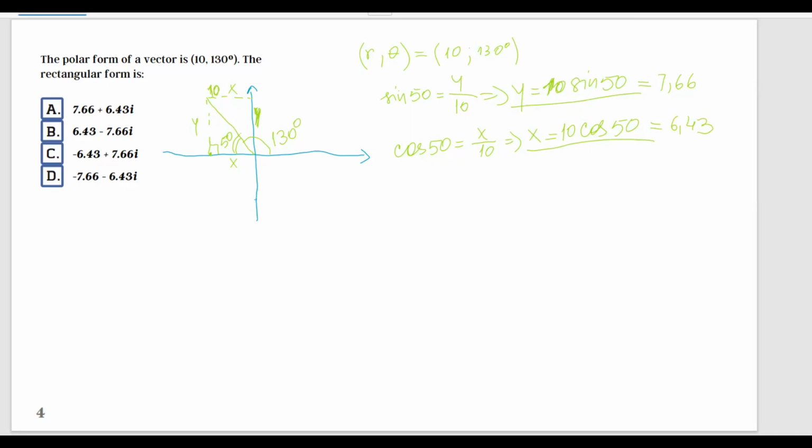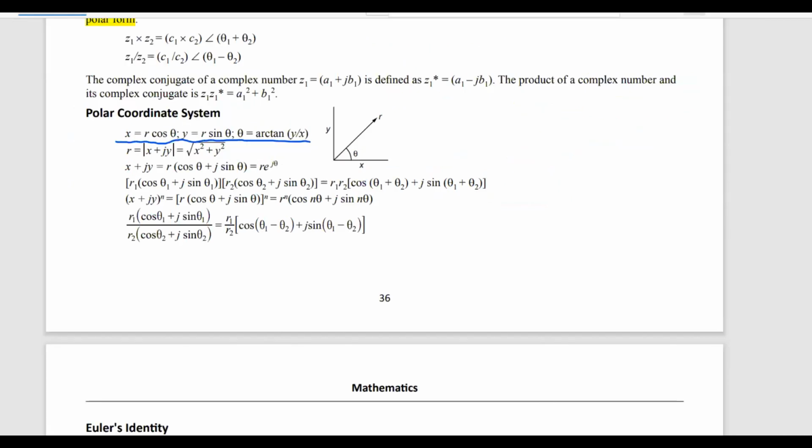Okay, so another thing we have to remember is that in this second quadrant, x is negative, right? And y is positive. So we have to add the signs on these values. When I write my equation, the rectangular form, I have to say minus 643 plus 766i. So let's say z equals this. This is the equation. I did it this way because I wanted you to understand where these formulas are coming from in the FE handbook.